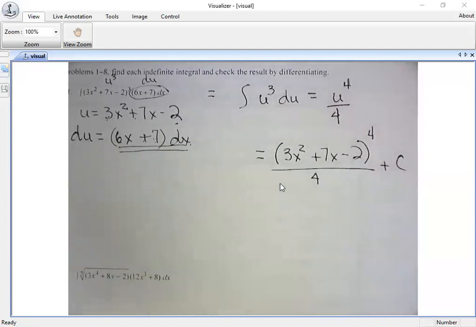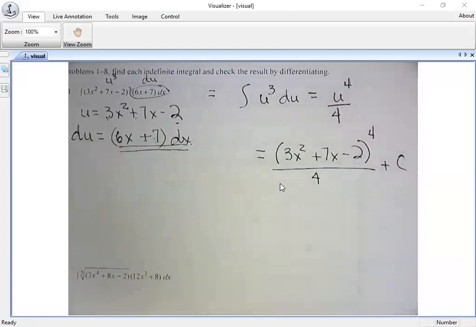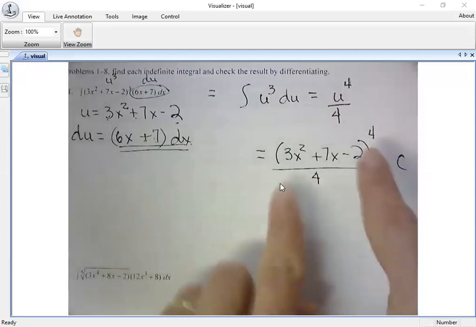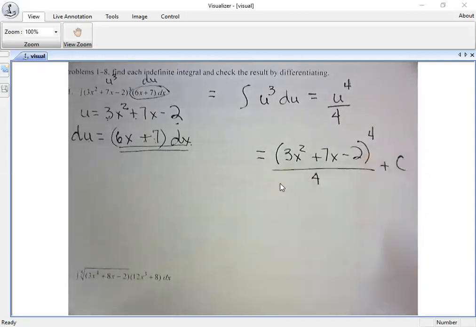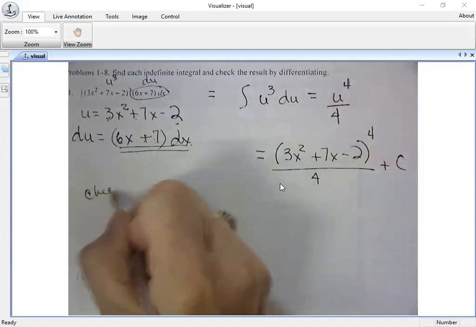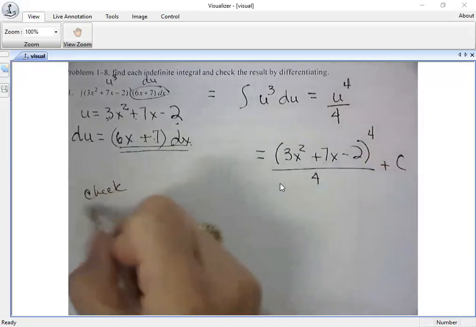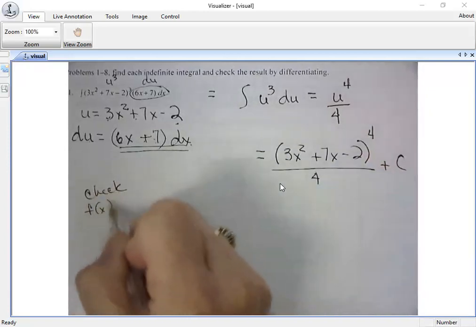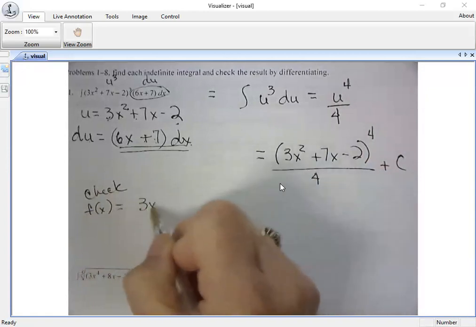Okay, how do we check this to know if it's been done correctly? Find the derivative. So if we were to take this function and differentiate it, so we're going to take f of x equals, I'm going to write this down again.